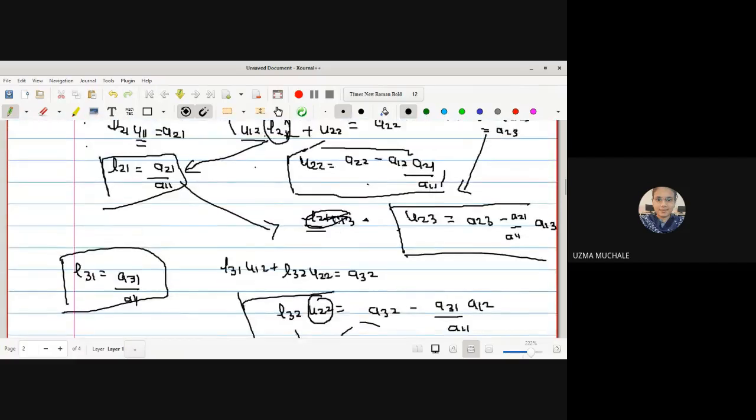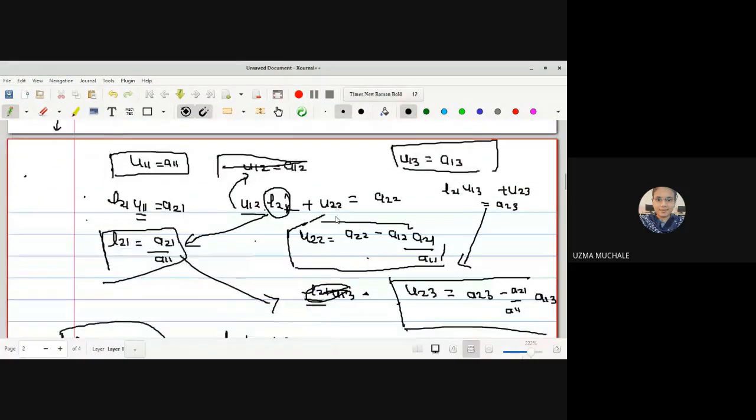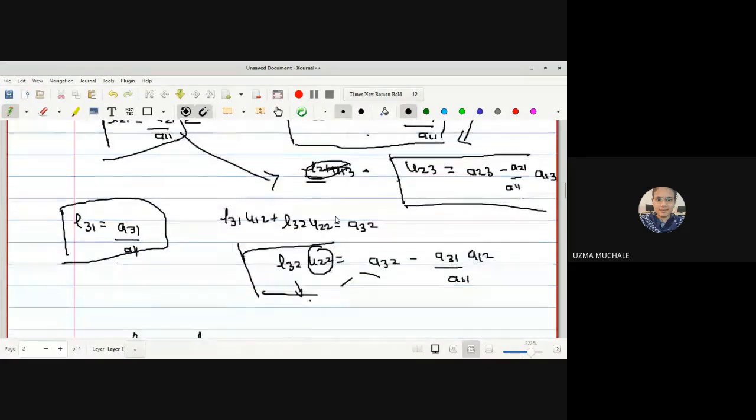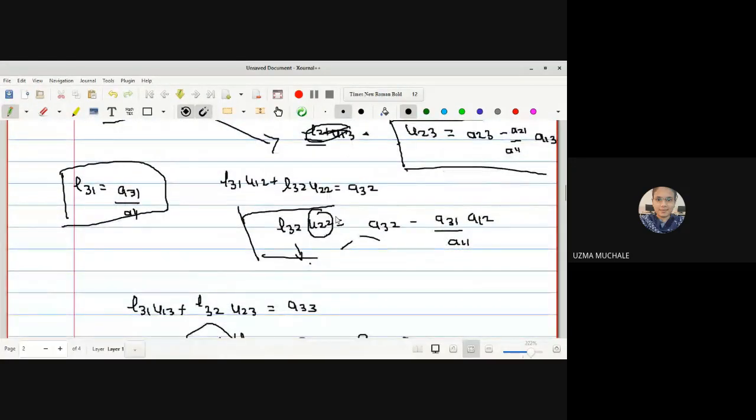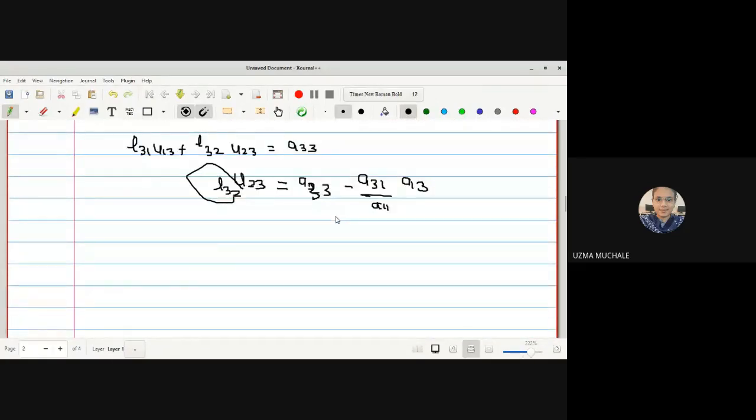You can see here these formulas we have obtained by calculations. Simply put in those values which we know and you will get all the 9 formulas, whatever the values of Lij and Uij, with the help of knowing the values of Aij. Okay. Any doubt up to this?